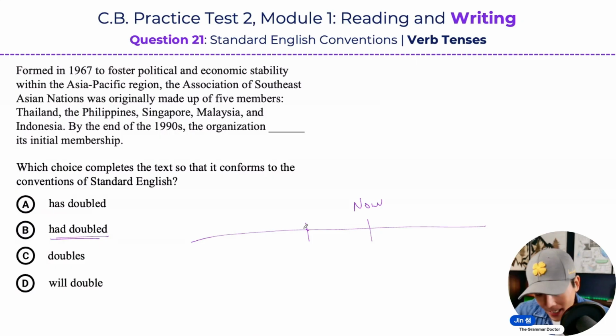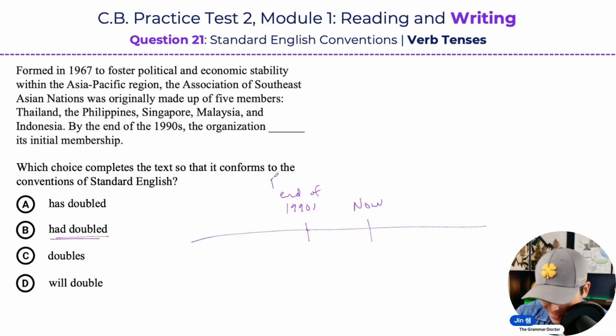Applying that, why this is correct in this case, some of you might be able to see it: the event is the doubling of the membership. That's the event that's occurring. So they're basically saying that this event occurred before this past point in time. We know that the 1990s is a past point in time because it's before now. That's what a past point in time means.